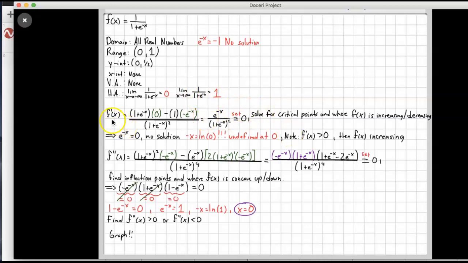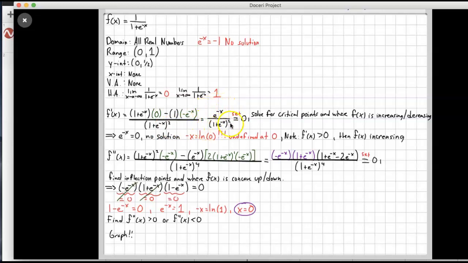Now, for my next step, I want to take the derivative of the function. Here I will use the quotient rule. What I have in green here is where I take the derivative of the function. The green part is my bottom times derivative of the top minus top times derivative of the bottom, just to keep track of notation, and then all over the bottom squared.